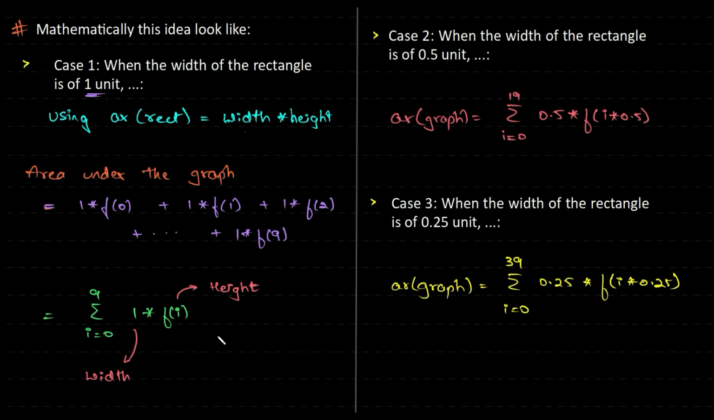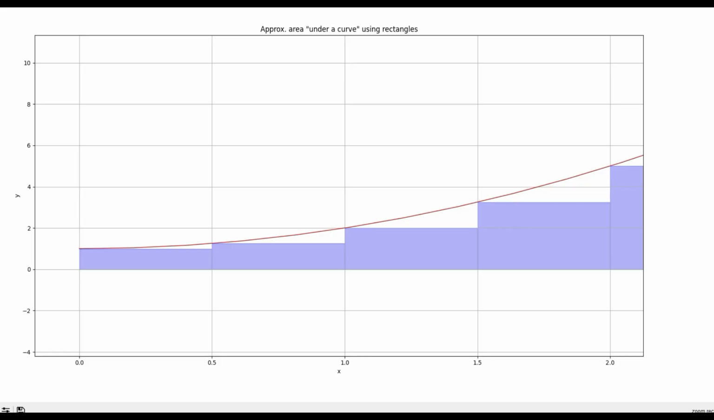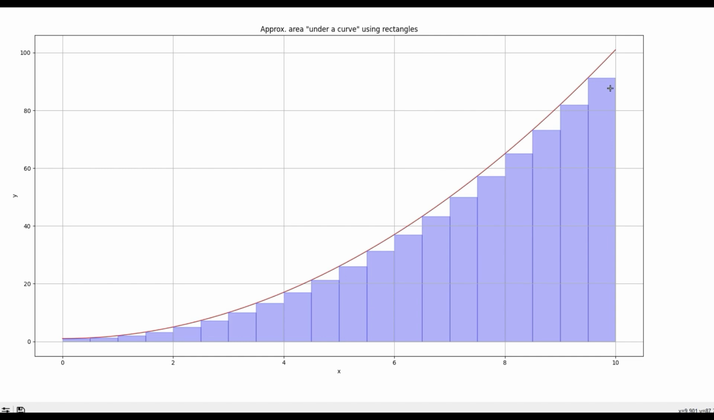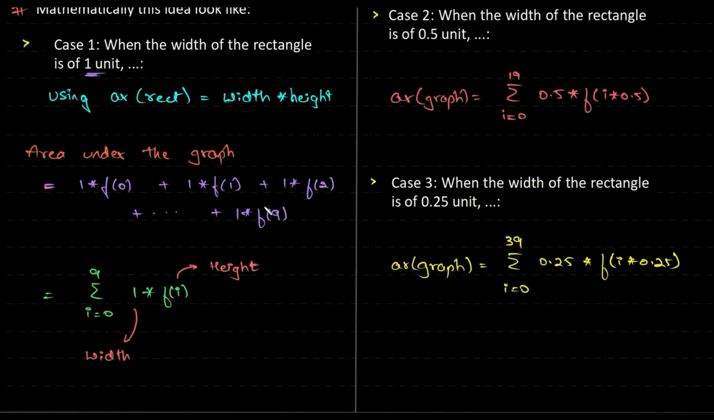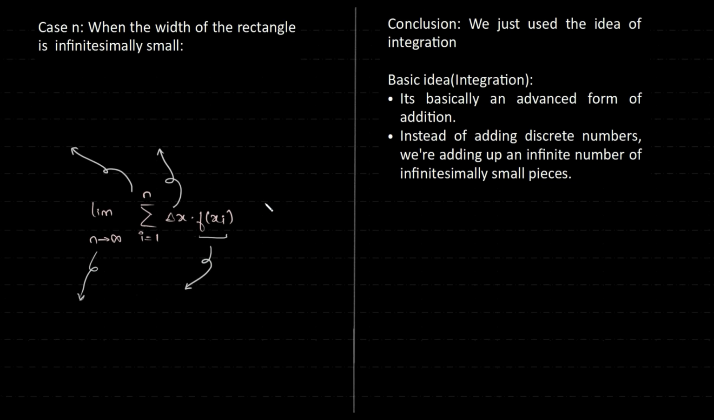Okay, so what is the best possible scenario? When can we get the closest possible answer to this? Should I increase the width or decrease the width? Yes, I should decrease the width. So mathematically, what is the least possible width? How do we represent mathematically the least possible width? Yes, limits. Okay, so limit n tending to infinity.